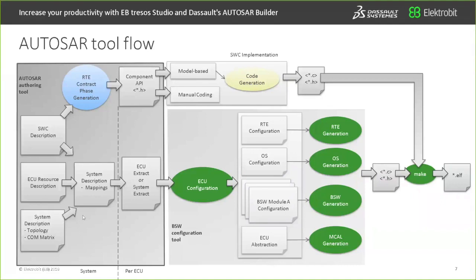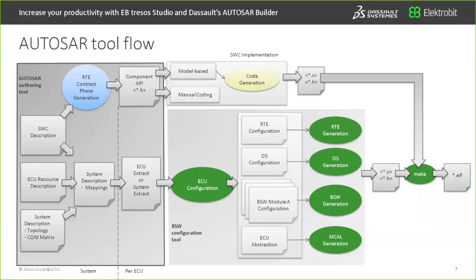To complete the system description, you'll also need to provide the mappings, so in terms of the software component to ECU mapping and the data element to system signal mapping. So once you've done that, then the handover towards the basic software configuration tool will be either the ECU extract or the system extract. So this brings us to the next phase, the basic software configuration.